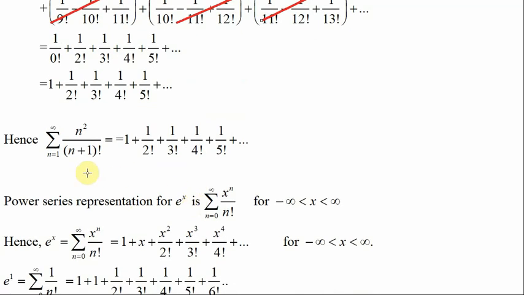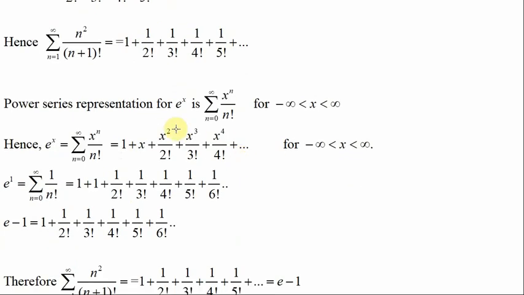And so what we have is the summation with n squared over (n plus 1) factorial is 1 plus 1 over 2 factorial, plus 1 over 3 factorial, and so on. The power series representation for e to the x is 1 plus x plus x squared over 2 plus x to the third over 3 factorial, and so on. Let x be 1, we get e to the first is 1 plus 1 plus 1 over 2 factorial plus 1 over 3 factorial, and so on.